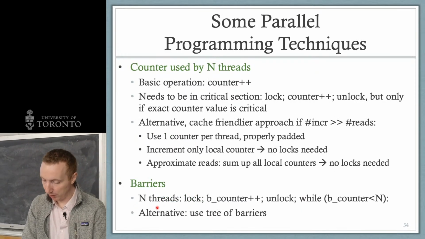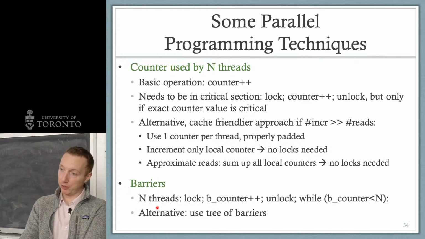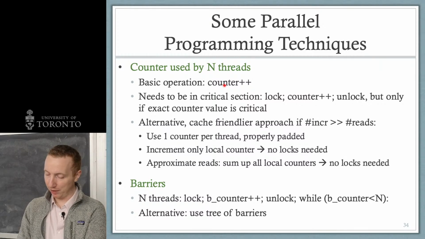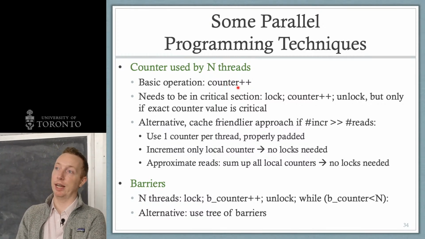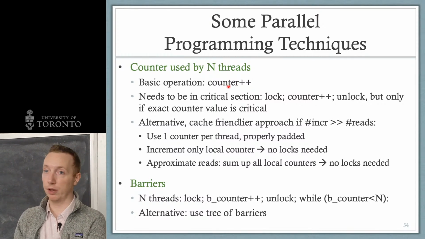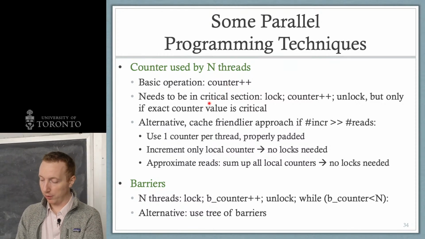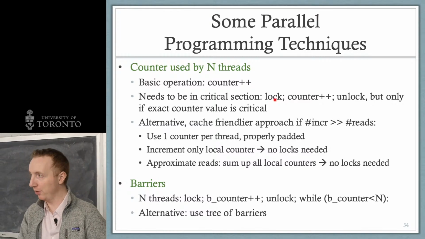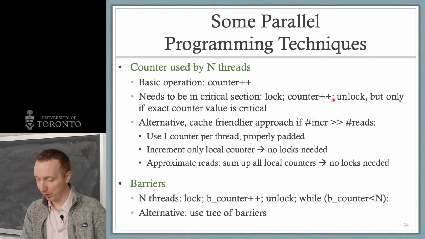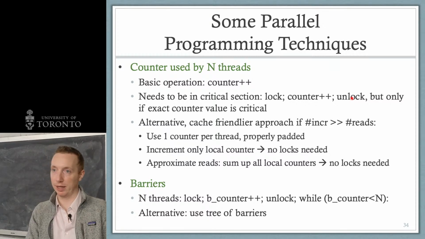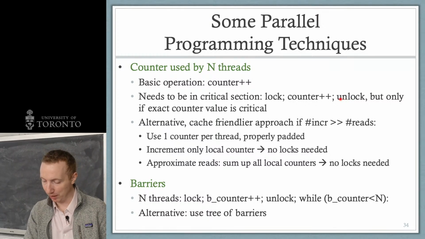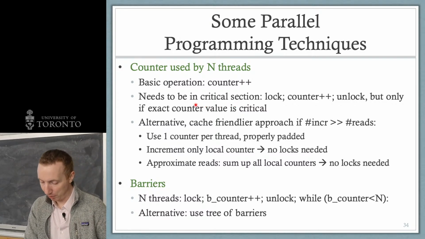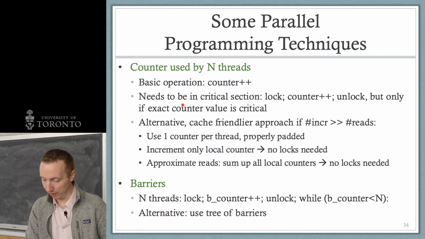So some parallel programming techniques. If we have a counter used by a whole bunch of threads, so we have like counter plus plus, well, this is actually a load followed by a store. So the simplest case is it would need its own critical section. So we lock a mutex, we do counter plus plus, unlock. That is straight out of the operating system example. But that's only if the exact value is critical and you don't want any data races for it.